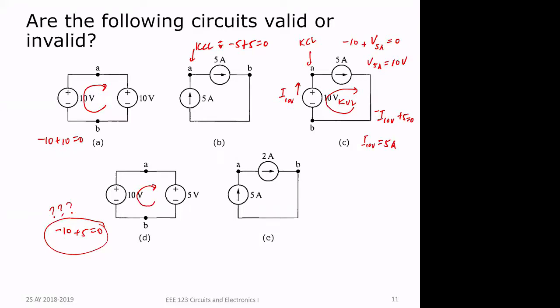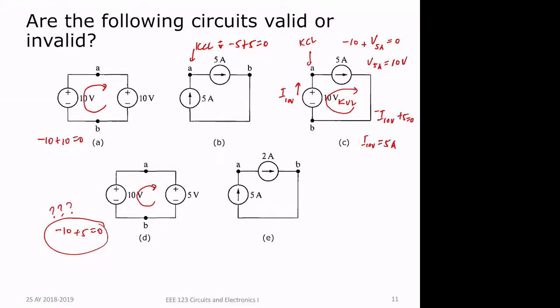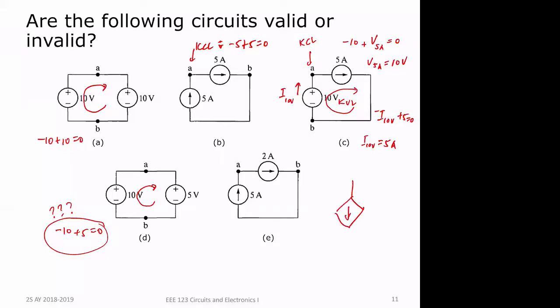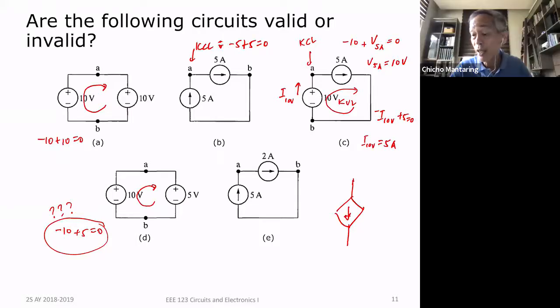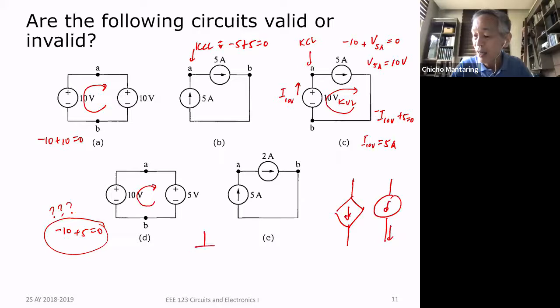Okay, thank you, sir. I'd also like to ask, if it's a current independent source, does it have a voltage? Of course. Any element, you have a current flowing through it and you have a voltage across it. That's true for any element.